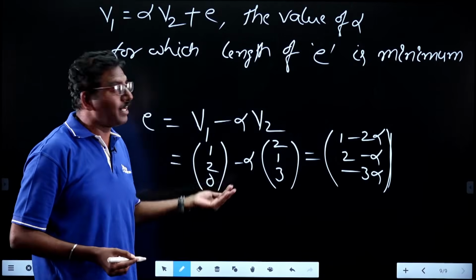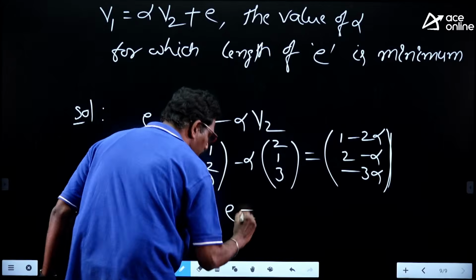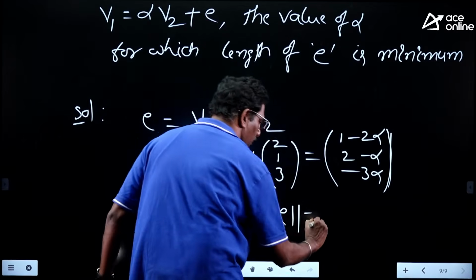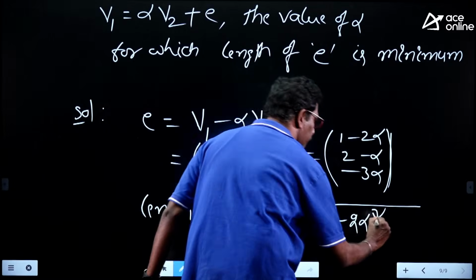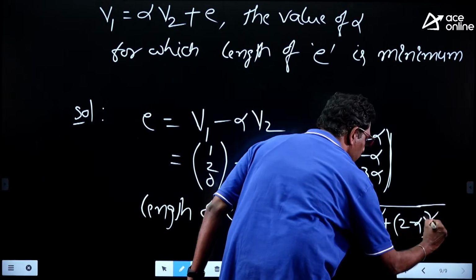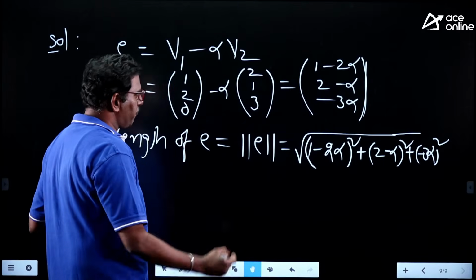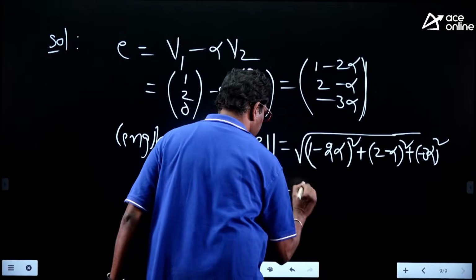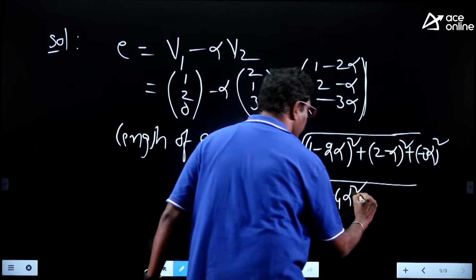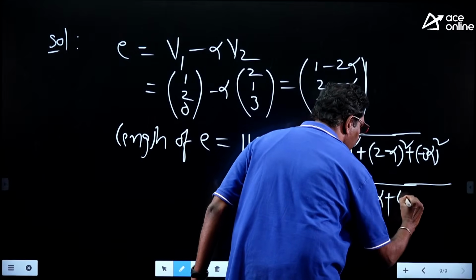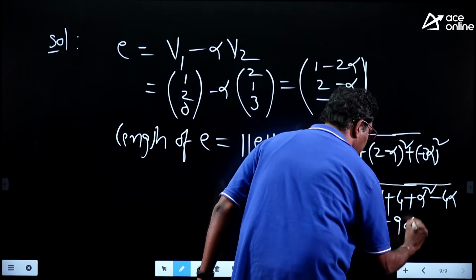The length of E is to be minimum, not E. The length of E we have to make minimum. So what is the length of E? The length of E is nothing but norm E, that is root over, this is a column vector, (1 minus 2 alpha) whole square plus (2 minus alpha) whole square plus (minus 3 alpha) whole square. Now you simplify it. If you simplify, what do you get here? That is 1 plus 4 alpha square minus 4 alpha plus 4 plus alpha square minus 4 alpha plus 9 alpha square.